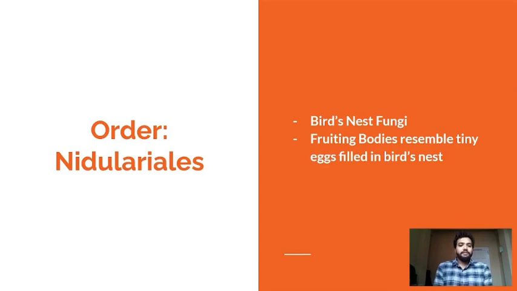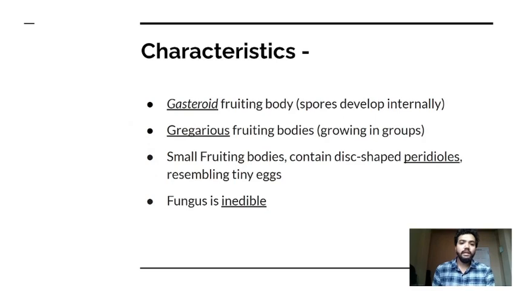Now the next order is Nidulariales. Nidulariales is also known as the bird's nest fungi, and the fruiting bodies resemble tiny eggs filled inside a bird's nest. Coming to the characteristics of Nidulariales, it has a gasteroid fruiting body. That means the spores develop internally. And the next one is gregarious fruiting bodies. The fruiting bodies grow in groups.